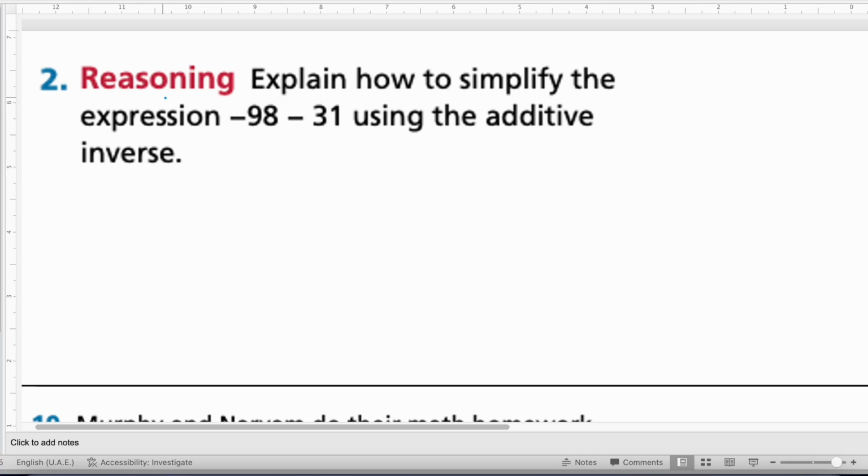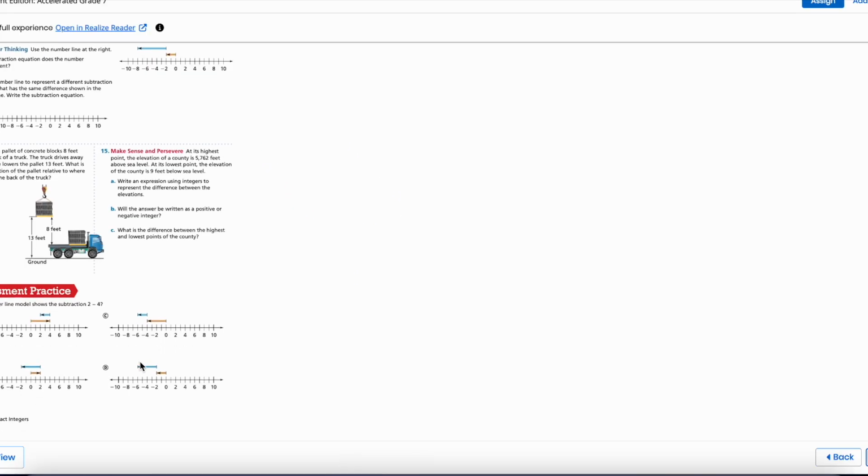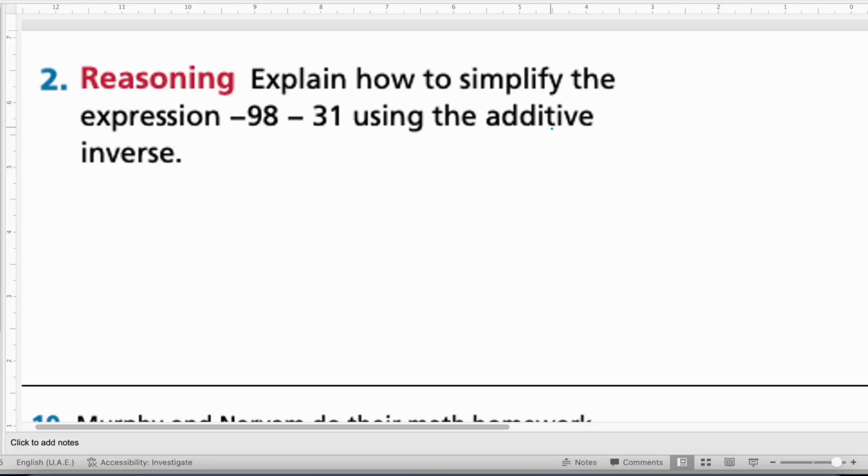So let's do this question. These questions are from the book. They are basically on pages 30, 31, 32. All of the questions that I'm solving are in the range of these pages.